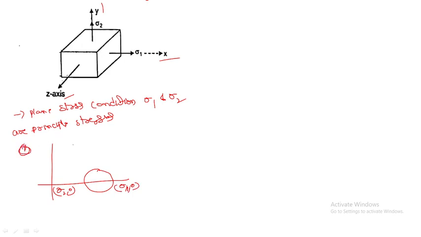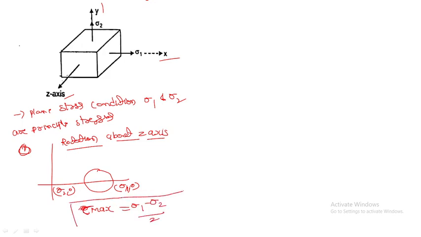They have given rotation about z axis. Stress condition is what? Rotation about z axis. So tau max, sorry, shear stress max is equal to (σ1 minus σ2) divided by 2, right? So this is the value of the maximum shear stress, half of the difference of the principal stresses.